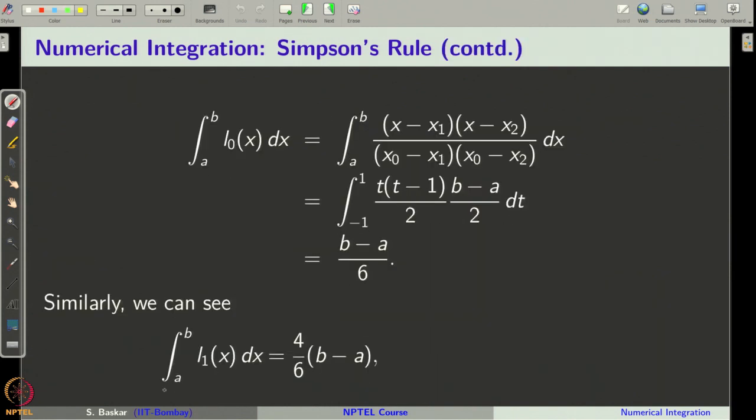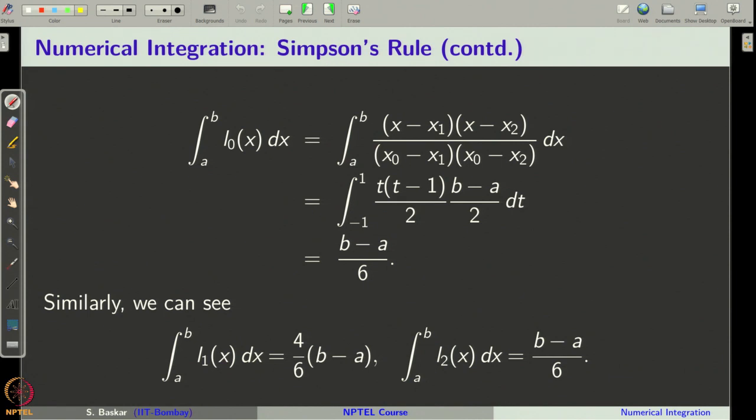Let us see how they come out. For the second integral, it is the integral from a to b of L1 of x dx. You can again write the expression for L1 of x, and then use the change of variable similar to what you did with L0, and you can see that finally that integral will reduce to 4 by 6 into (b minus a). And a similar calculation will also give us the integral from a to b of L2 of x dx. Again, it is equal to (b minus a) by 6.